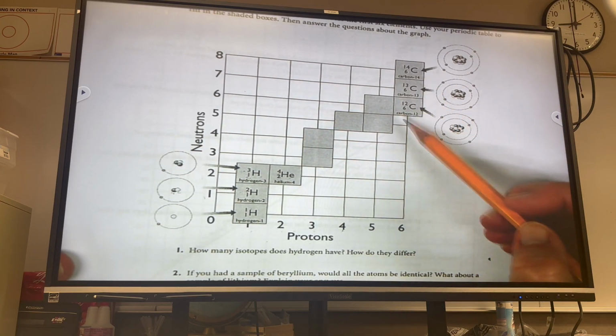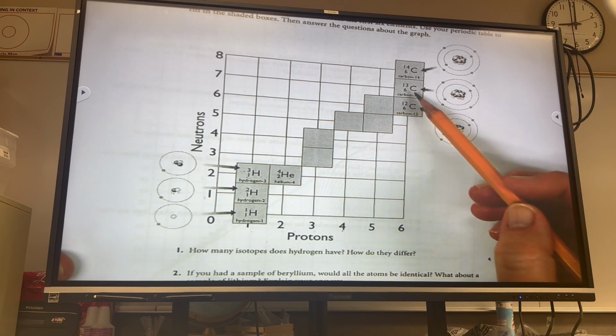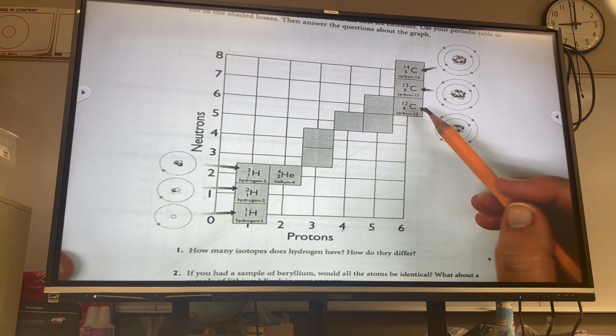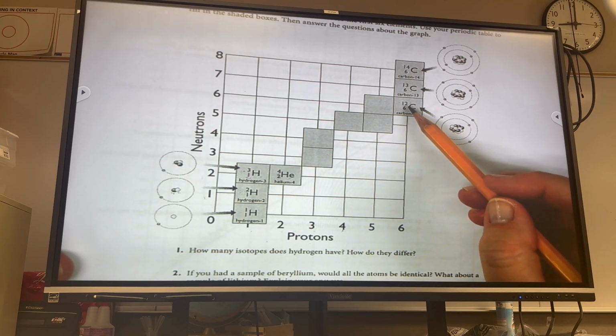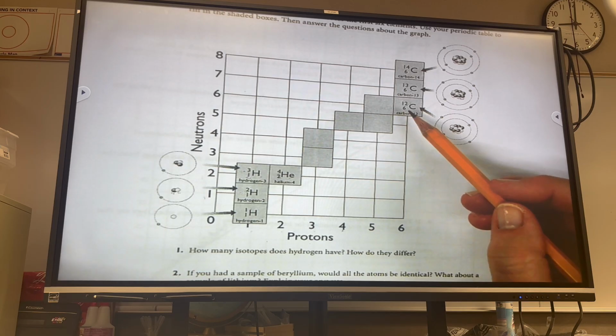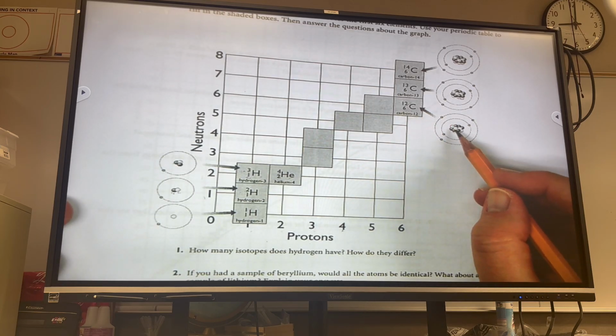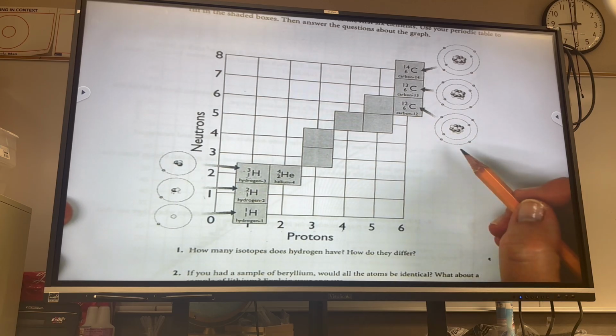Okay, so carbon has 3 different forms, naturally occurring isotopes. Carbon 12 has 6 protons, and then 12 particles in the nucleus. 12 minus 6, that means it has 6 neutrons. So here's the 6 protons, here's the 6 neutrons.